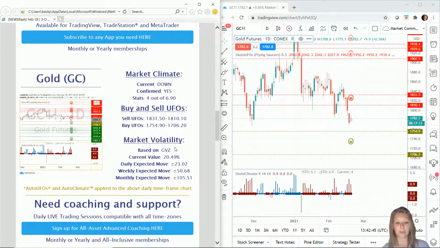Now, when it comes to volatility, we use the GVZ, and we see from that we would expect a movement up or down in one day of 23.02 points, in a week up or down of 50.68 points, and in a month up or down of 105.51 points. Again, that gives us an idea of how far we can expect price to move up or down within these given periods of time.